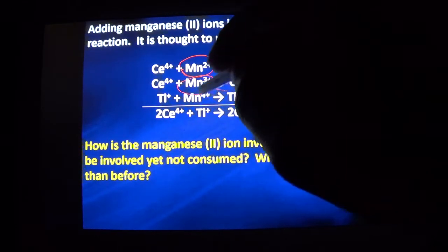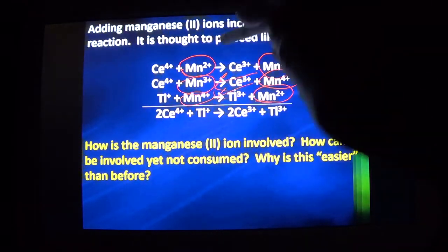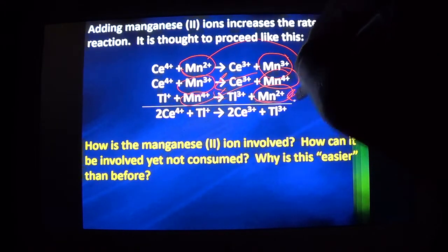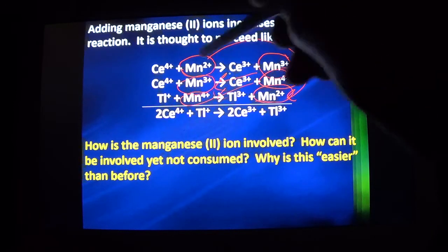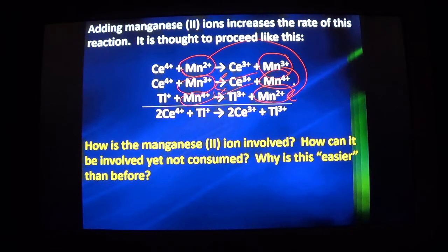Mn4+ and Mn4+, that's an intermediate. But a catalyst is seen when we start and end with exactly the same thing, and the extra pieces cancel. All right. Why is this easier than before? Now here's the big question. Why would this speed up the reaction?